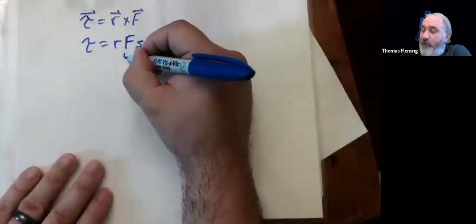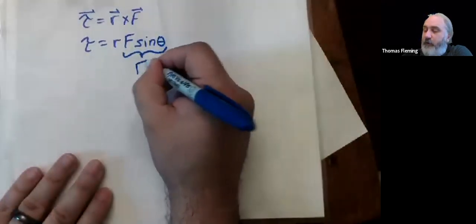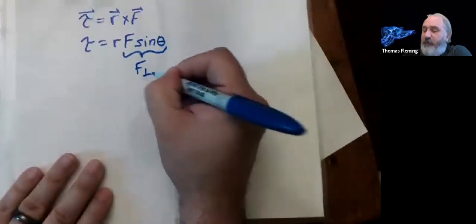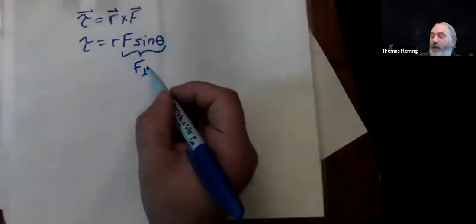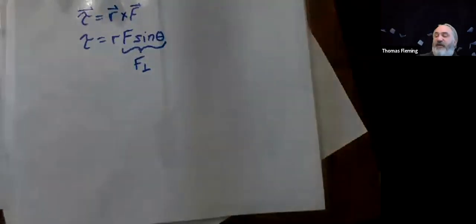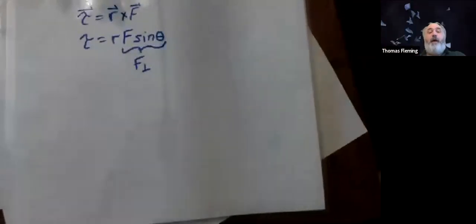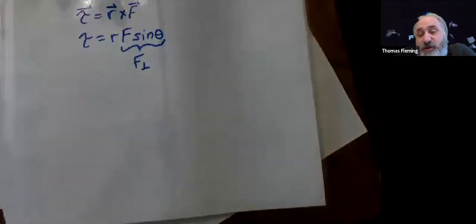Sometimes it is helpful to remember that the reason that we're doing this is because we're only wanting to find the part of F that is perpendicular to R. So oftentimes it's easier to break F into components that are parallel and perpendicular and only multiply by the part that is perpendicular. And sometimes that's easier than finding that sine of theta. But this only tells me the magnitude of the torque. It does not tell me the direction of the torque.